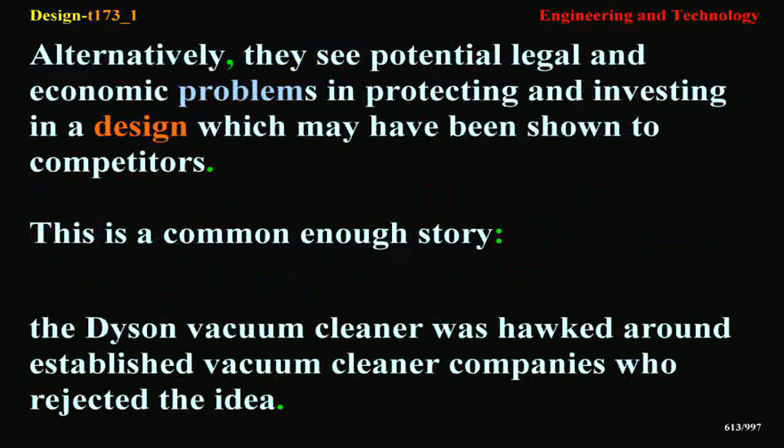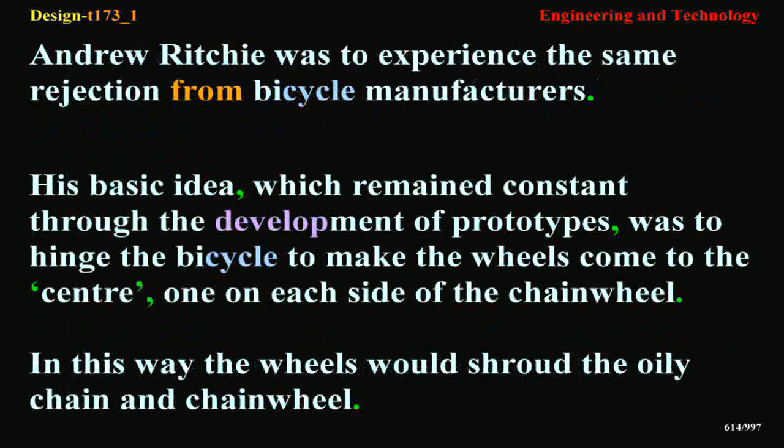The Dyson vacuum cleaner was hawked around established vacuum cleaner companies who rejected the idea. Andrew Ritchie was to experience the same rejection from bicycle manufacturers. His basic idea, which remained constant through the development of prototypes, was to hinge the bicycle to make the wheels come to the center, one on each side of the chain wheel. In this way the wheels would shroud the oily chain and chain wheel.